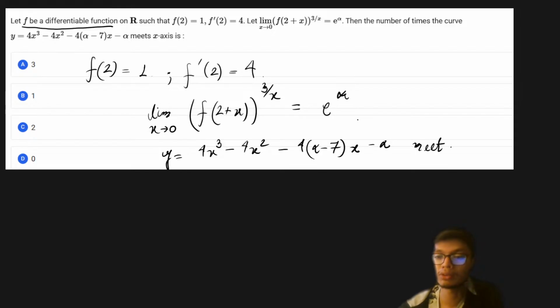That means you have to find out the roots of y equals 0, or where this particular function meets the x-axis, right? That is what you have to find out over here. How will we go about solving this problem? It's a very interesting problem.